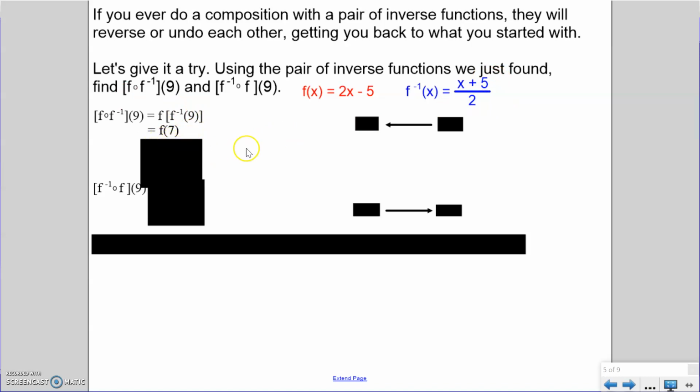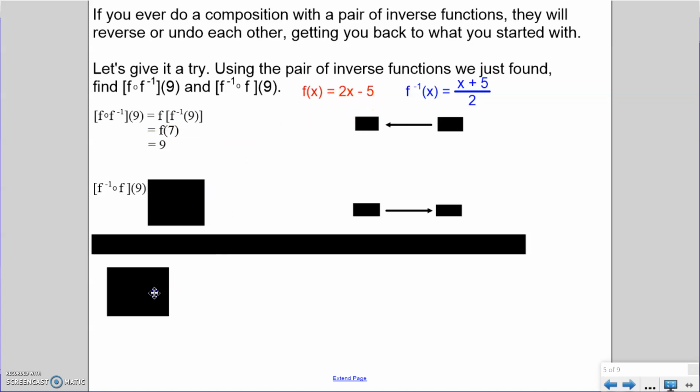Now I'm going to find f of 7. I'm going to go to equation f, plug in 7 for every x. So 2 times 7 minus 5, that's 14 minus 5, that's 9. Alright, so notice we got back to this 9.